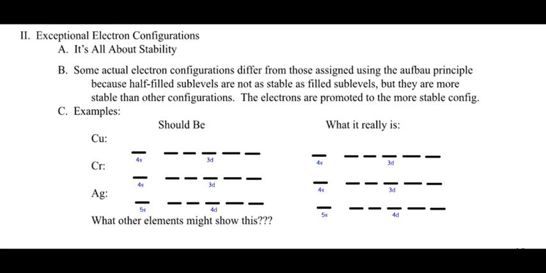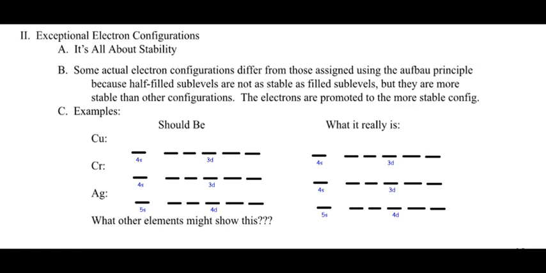So we spent quite a while practicing electron configuration and orbital notation. And we want to let you know that there are a few exceptions to electron configurations. Why do they occur? Well, it's truly all about stability. Some actual electron configurations are different from those assigned using the Aufbau principle, Hund's rule, and the Pauli exclusion principle, because half-filled subshells are not as stable as filled, but they are more stable than others. So the electrons are what's called promoted. Promoted means I'm moving up a step. So we're going to move up an electron to make a more stable configuration.